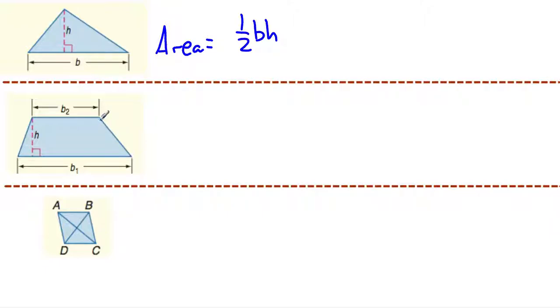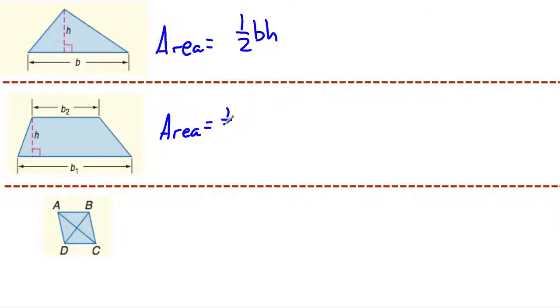Now, for a trapezoid, it's a little bit different, but actually notice here, if you ever get stuck, you can turn this into two triangles and one rectangle, which is pretty cool. Or you can make it into two triangles. So the formula for a trapezoid is actually very similar.